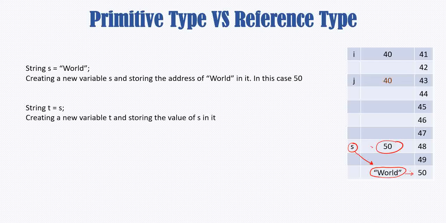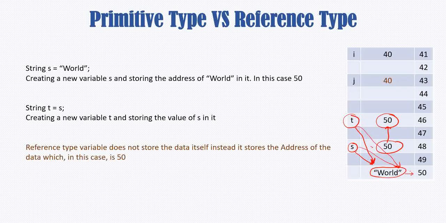On the second part, when we say String t equals s, we are creating a new variable t and storing the value of s in it. So we created the new variable t and we put the value of s in t, that is 50. In this case we can see that both s and t are pointing at world, that is, they are both pointing at address number 50. From here we can say that a reference type variable does not store the data itself. Instead it stores the address of the data, which in this case is 50.